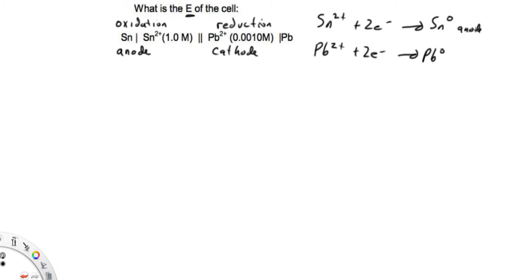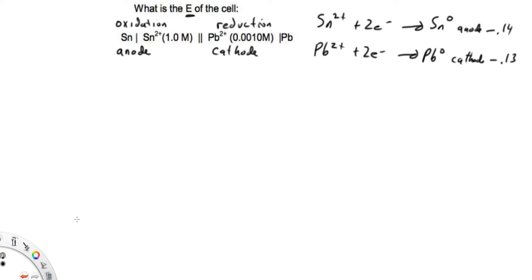So this is going to be our anode. It's minus 0.14. And this is going to be our cathode. That's minus 0.13. So you can see that tin 2 is a slightly stronger oxidizing agent than lead 2. Tin 2 is, we could say, a little bit more hungry for electrons than lead 2. So that means that lead naught is going to be a reducing agent that's produced. It's going to be the weaker reducing agent.